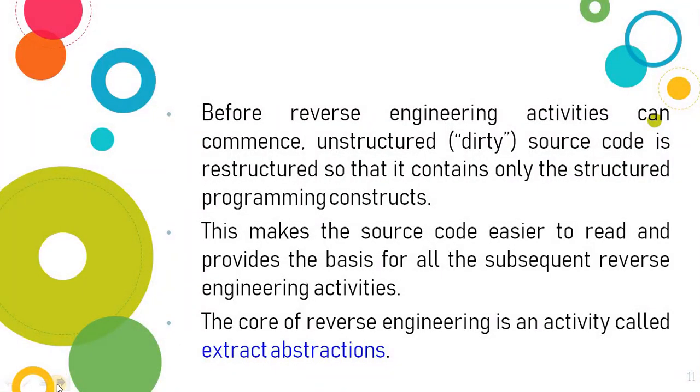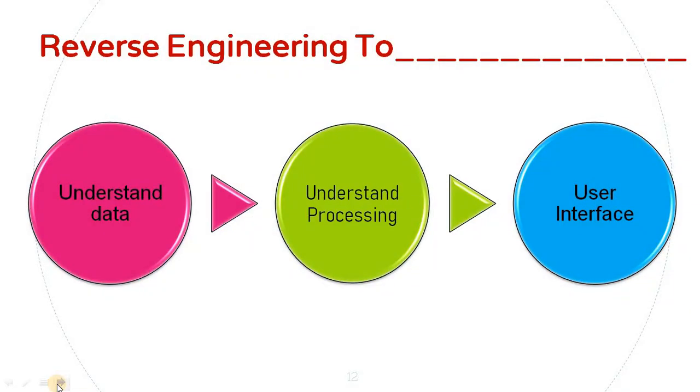Before the re-engineering activity, as I said before, we will restructure the code. That is explained here. We will remove some unstructured data or source code and make some structure. Why? Because a program's source code should have a structure. Then only will it be easy for the subsequent reverse engineering activity. So we do the restructuring. Then we give that structured code to the extract abstraction phase.